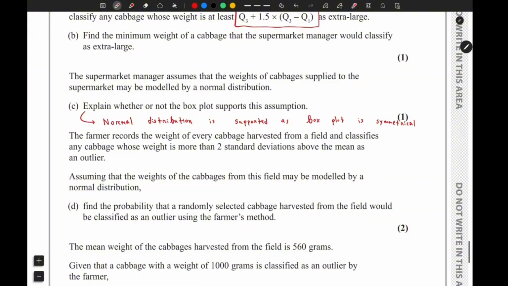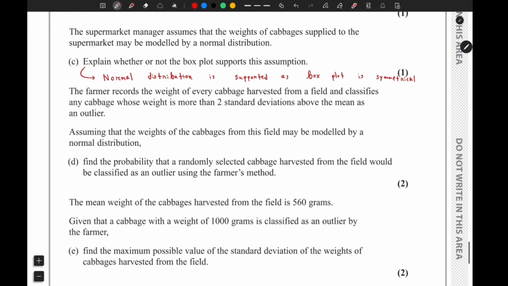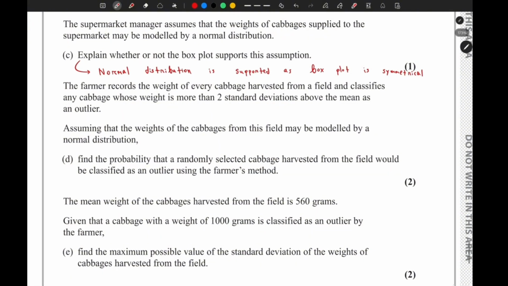So that is the answer for this part. Now moving on to the next question. The farmer records the weight of every cabbage harvested from a field and classifies any cabbage whose weight is more than 2 standard deviations above the mean as an outlier. Assuming that the weights of the cabbages from this field may be modeled by a normal distribution.